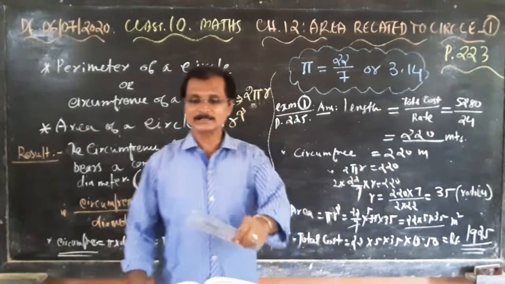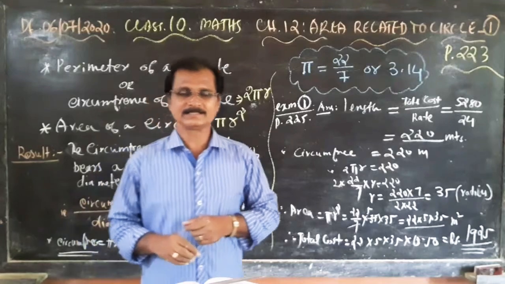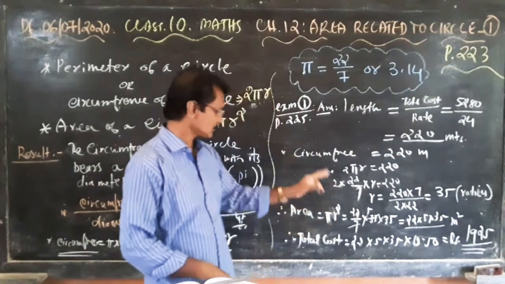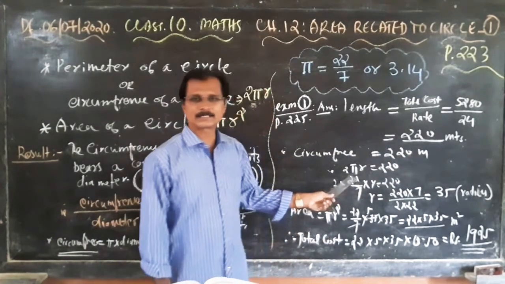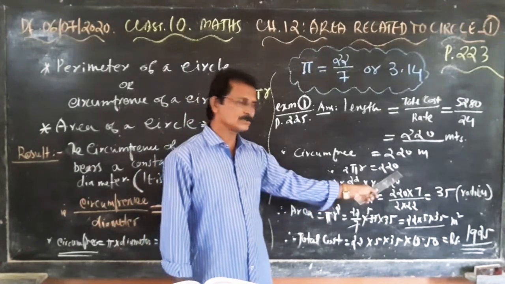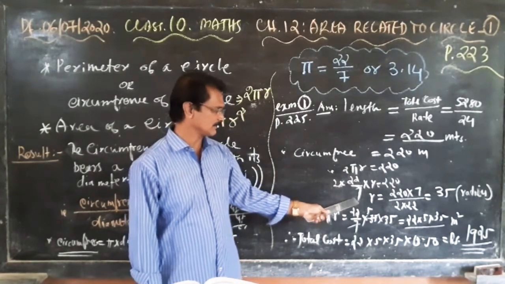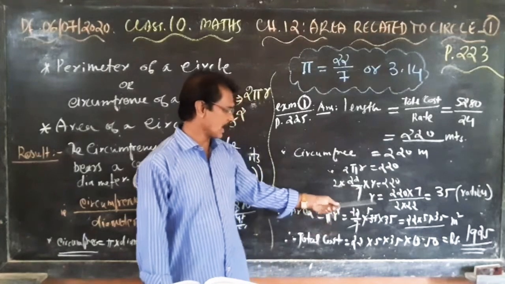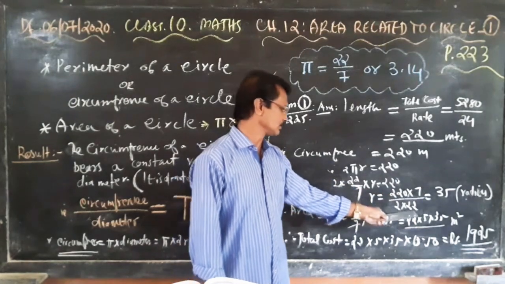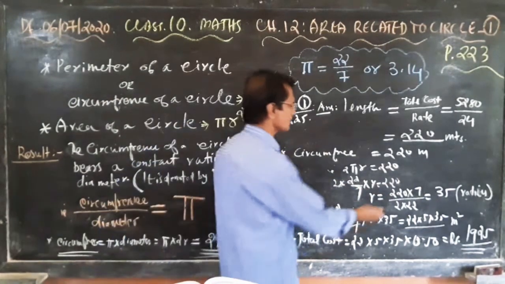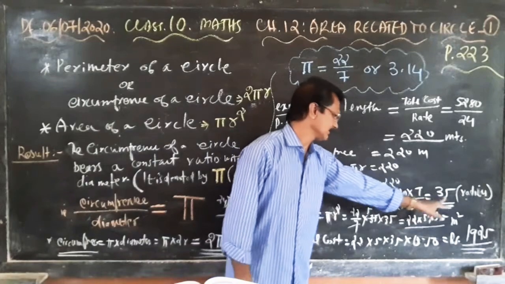The total length of the field is our circumference. Clear? So you can write circumference equal to 220 meters. And we know the circumference formula is 2 pi r. So 2 pi r equal to 220. Now 2 into pi, the value of pi is 22 divided by 7, into r equal to 220. Now r equals 220, this 7 will go to the numerator, divided by 2 into 22. Solving these, we get the radius equal to 35.